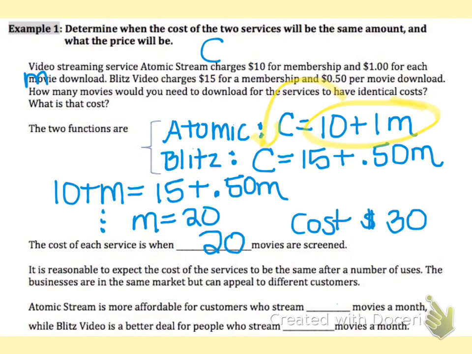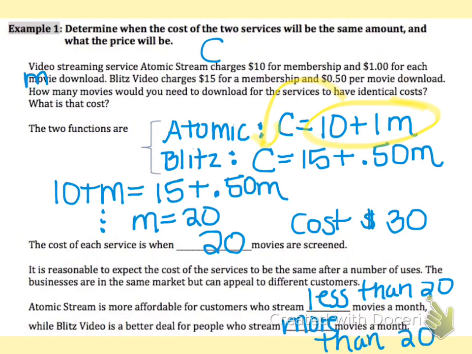So it's going to be more affordable for customers who stream less movies a month, less than 20. I guess we could put in less than 20. And Blitz Video is better deal for people that stream more than 20. They didn't really give us a lot of space for this, but more than 20 per month.